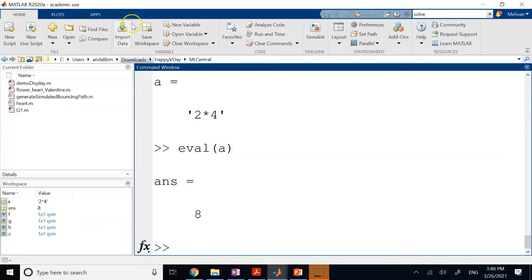A is a string, yes. But when eval acts on it, not only does it calculate what's inside it, the result is now going to be a double. It's going to be a floating point number, integer, whatever it is. It's not going to be a string anymore. Now, what's the use of this eval?